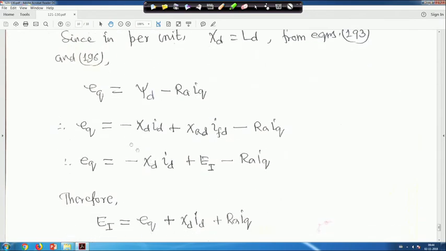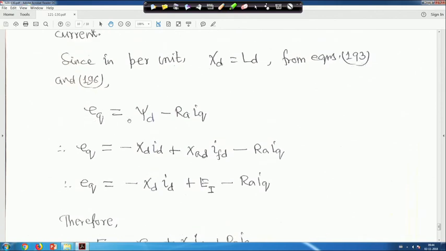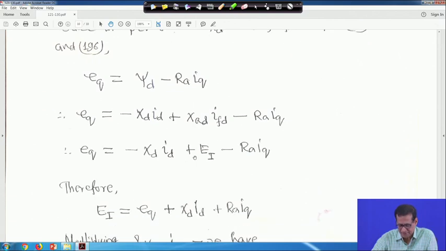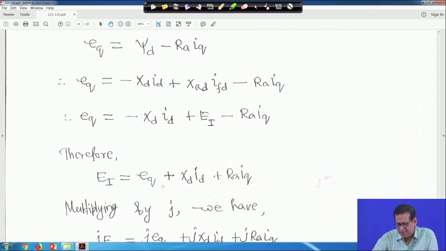So, in equations 193 to 196, E_Q will be psi_D minus R_A I_Q, same as before. E_Q will be, instead of L_D, we write X_D: minus X_D I_D plus, instead of L_AD, we write X_AD I_FD, minus R_A I_Q, because in per unit, inductance and reactance are the same. So, E_Q will be minus X_D I_D plus capital E suffix capital I minus R_A I_Q. This you will first rewrite. Therefore, E_I is equal to E_Q plus X_D I_D plus R_A I_Q.